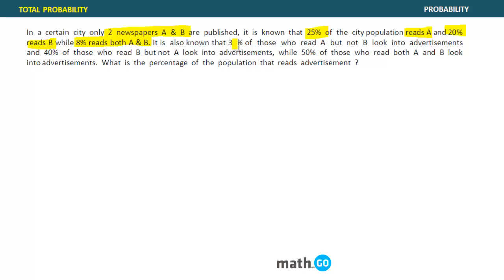It is also known that 30% of those who read A but not B look into advertisements. So the target is to look into the advertisements. 40% of those who read B but not A look into the advertisement. 50% of those who read both A and B look into advertisements, right? This is now a further stage. Stage 1 was who all read A and B. The next stage was who all look into the advertisement, among those who are actually reading the newspaper.